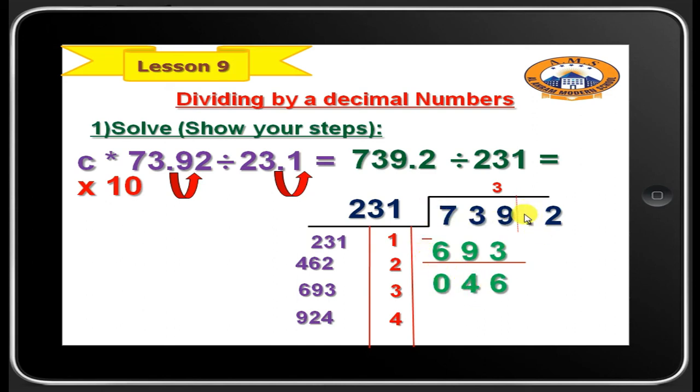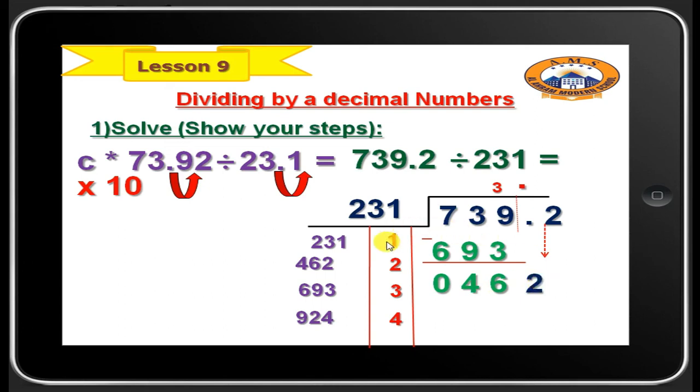So after that, I have to bring down 2. But wait, there is a decimal point here. So I told you to just push it up in the quotient, and now you can bring down the next digit, which is 2. So bring down 2. So the number down is going to be 462.